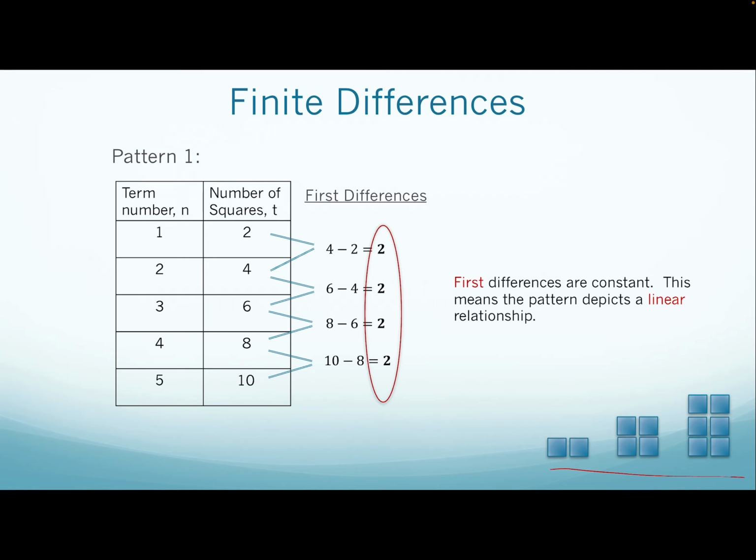So whenever the first differences are constant, it means you have a linear relationship. I can see this one, it's going up by 2 each time. So if I had to give this an equation, I would probably say it looks something like this. So the number of squares is represented by t, and the term number is n, so I'd write 2n.